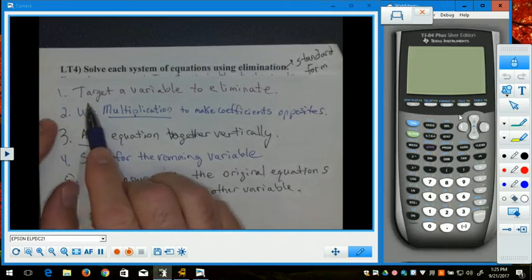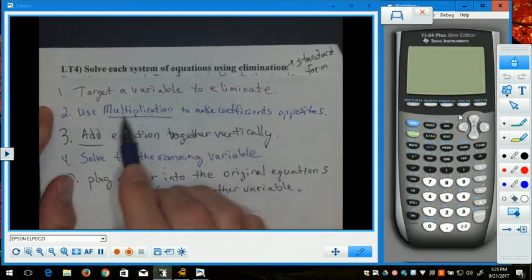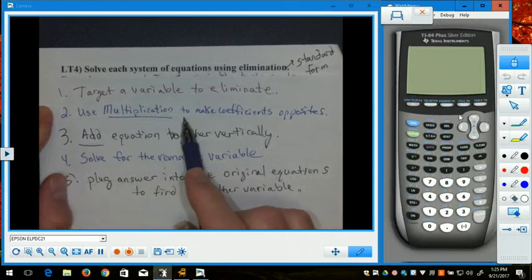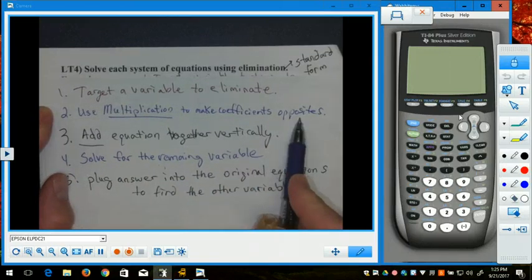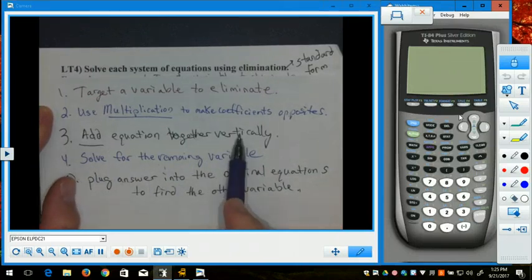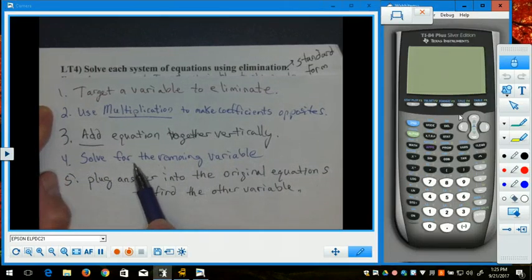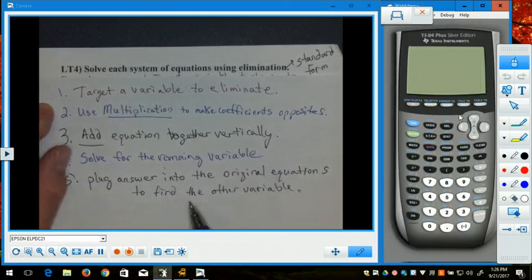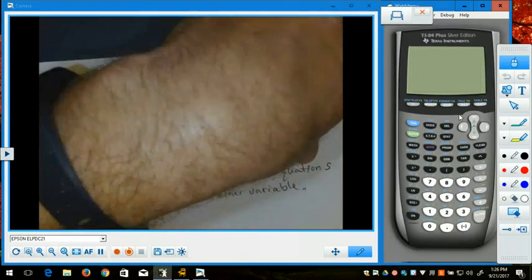Number 1, step 1 is to target the variable to eliminate. Step 2 is to use multiplication to make coefficients opposites on one of the variables. Step 3 is to add the equations together vertically. Step 4, solve for the remaining variable. And step 5, plugging that answer that you just got back into the original equations to find the other variable.